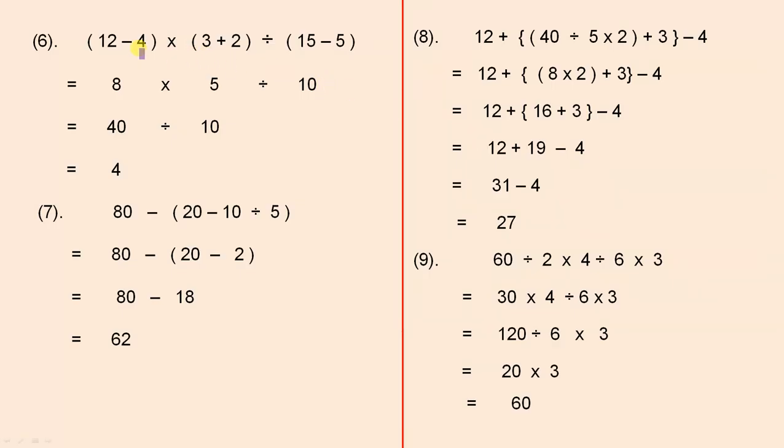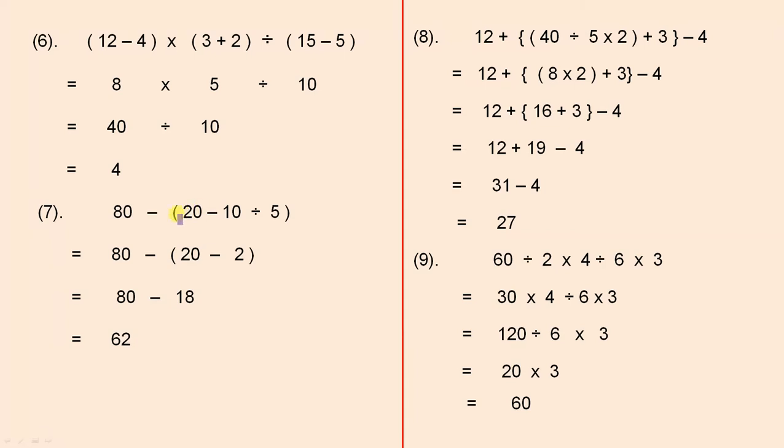Number 6. Here we have 3 sets of brackets, so we have to do those first. 12 minus 4 is 8. There's the multiplication. 3 plus 2 is 5. There's the division. 15 take away 5 is 10. Now we work from left to right because we only have multiplication and division. 8 5s are 40. 40 divided by 10 is 4.